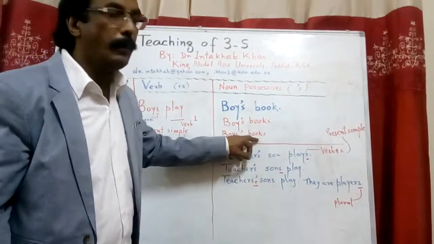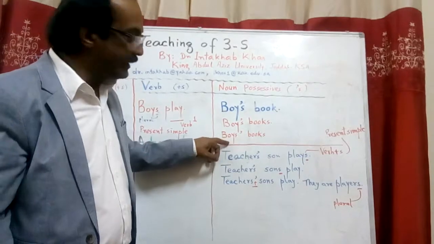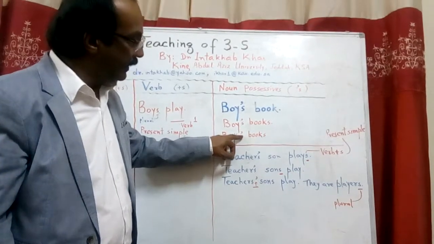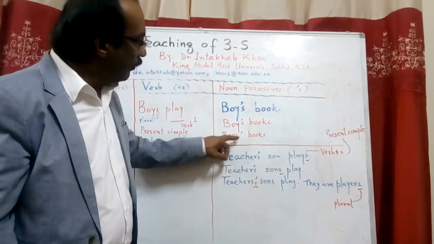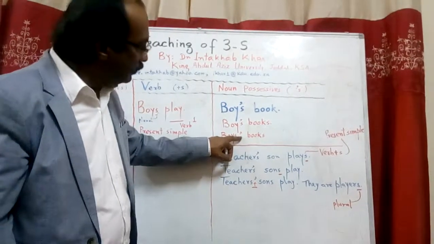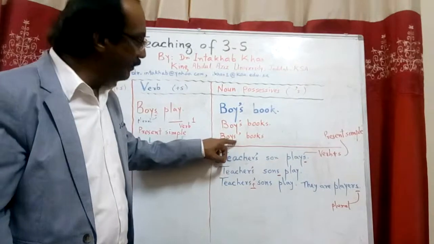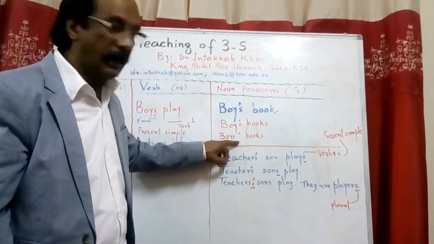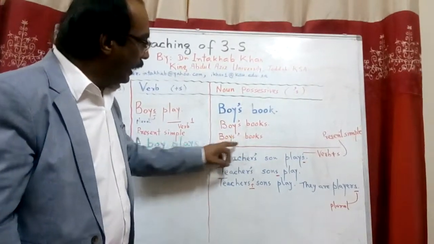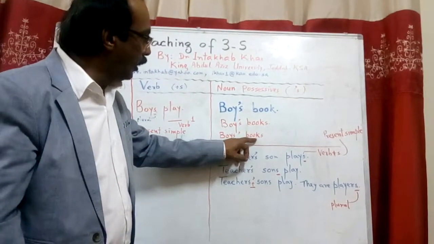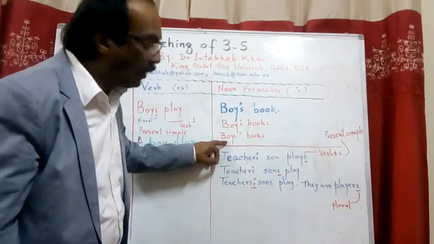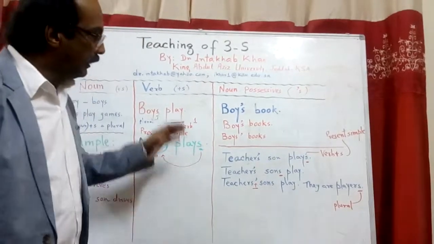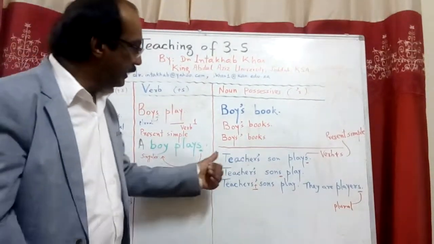Now boys' books. Here boys is plural, then apostrophe, and then books. When the subject is plural, we put apostrophe, but we do not put S, because there will be confusion. There will be two S here. So this is very clear. We can define it like books of the boys. It means book is also plural and boys also plural. Now we can further clarify this.